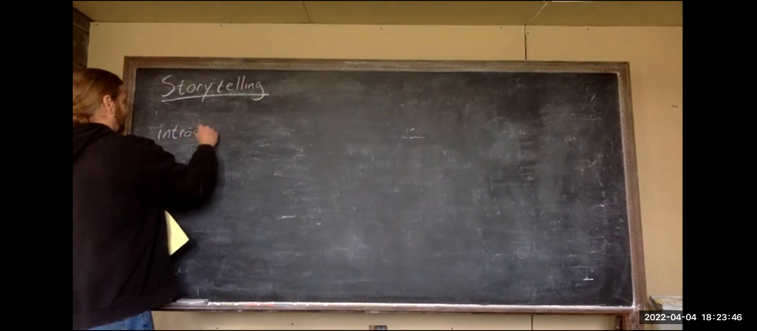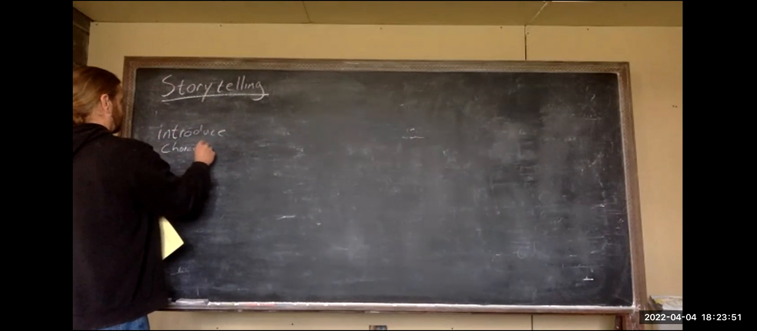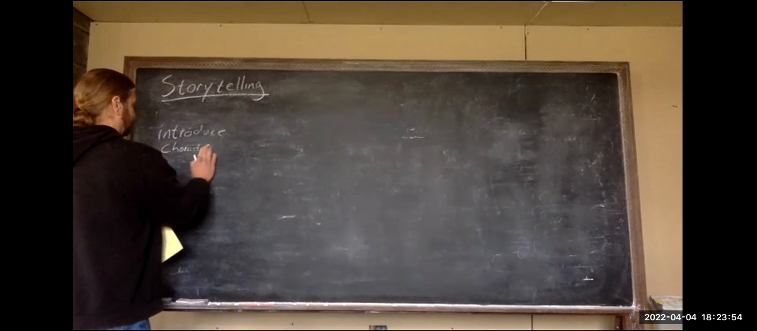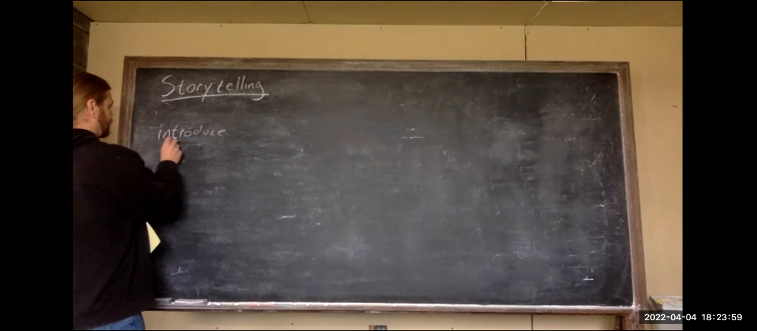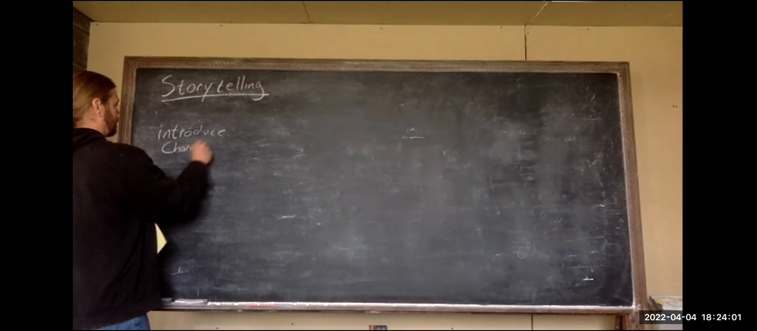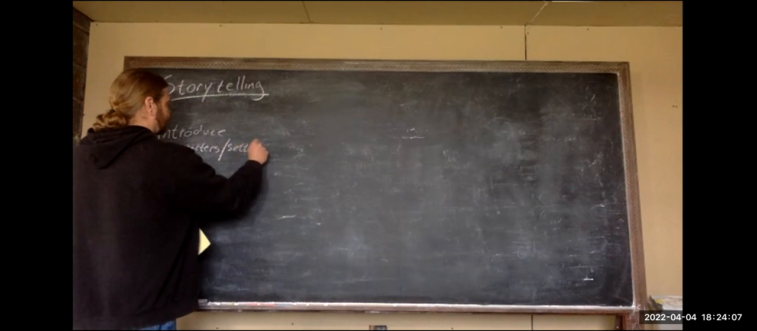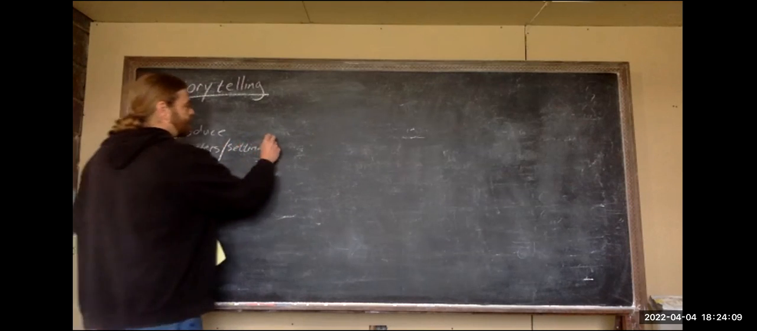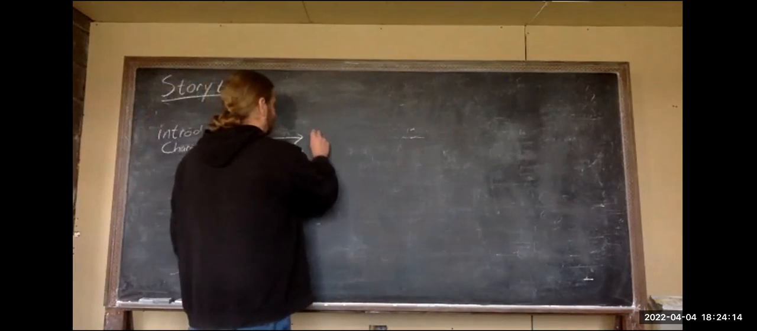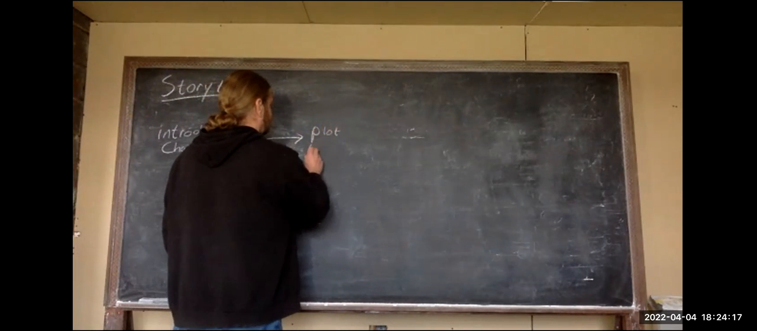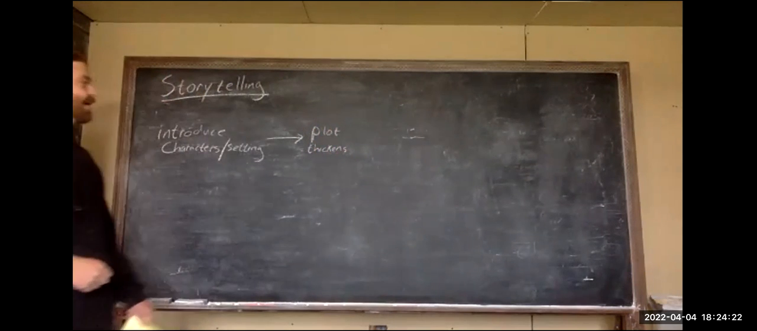So first off, we want to introduce our characters. Try to write neatly here. Introduce our characters, and maybe the setting. And then for our second act, for the first summary here, I'm just going to write plot thickens. I'm going to add some more stuff about that.